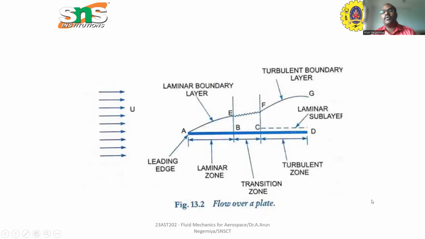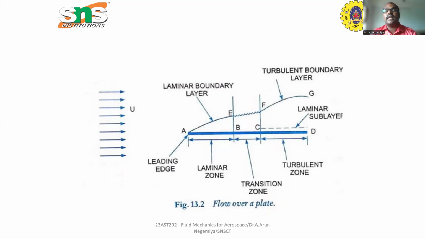Next is the flow over a flat plate. On the flat plate, the flow is divided into two different manners: one laminar, another turbulent. Here we take one plate, which can be divided into many parts. From A to B it is called the laminar zone, B to C is the transition zone, and C to D is the turbulent zone.